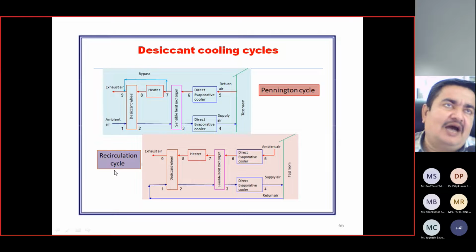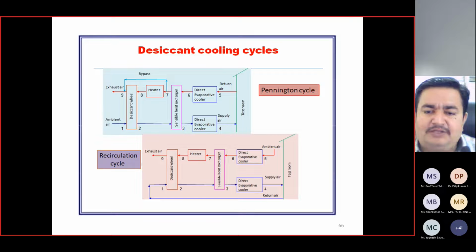Another one is the recirculation system. In the recirculation system, return room air is passed at the inlet of the desiccant for dehumidification purposes, and the same is supplied as conditioned air to the test room. And ambient air may be used in the reactivation stage. Here you see return air is from the room, but here it is from ambient. It is a recirculation cycle, and the same is exhausted at the end.